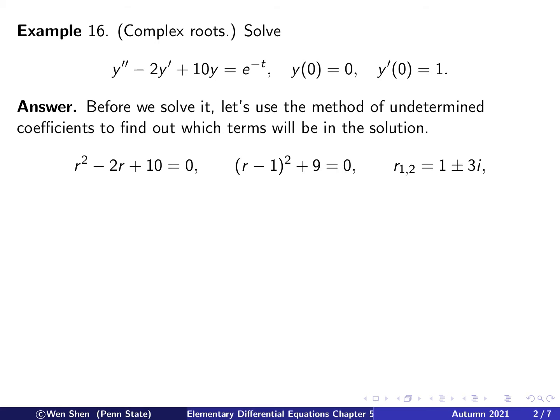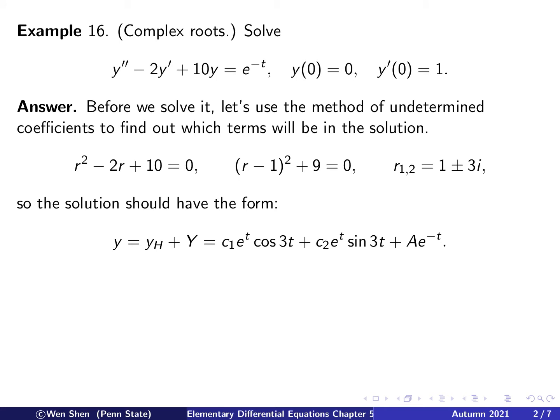Okay, so the characteristic equation is r squared minus 2r plus 10 equals 0 for the homogeneous equation. And if you try to solve this to find the roots, you see that this can be written as (r minus 1) squared, taking a 1 from it, and then what remains is 9, which is 3 squared. So you see that you have two complex roots which are conjugates. One is 1 plus 3i and the other is 1 minus 3i.